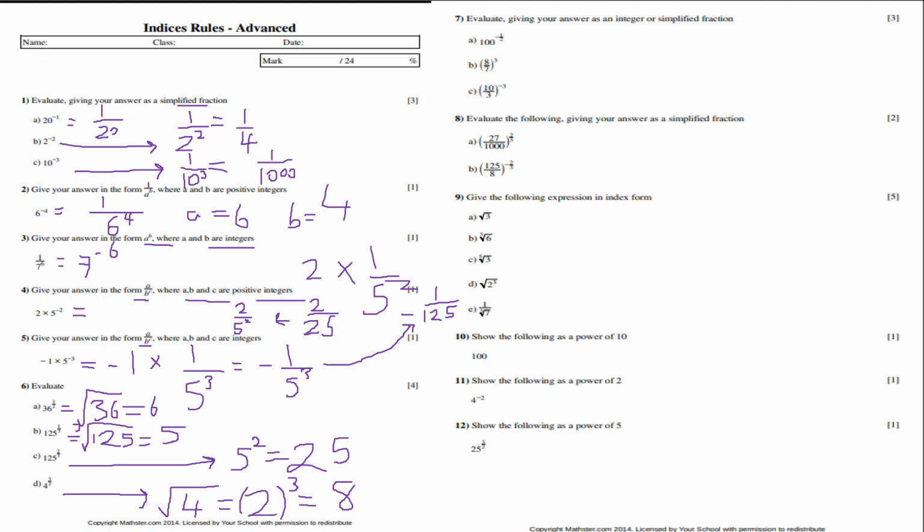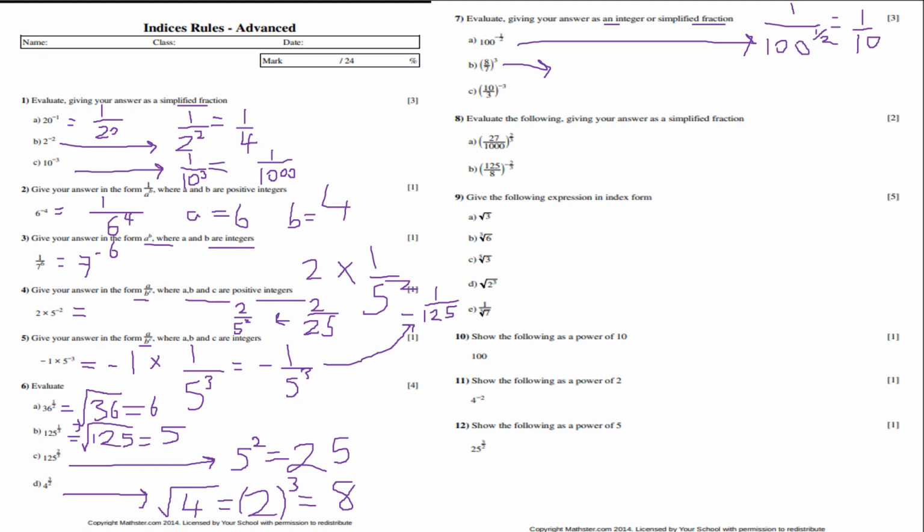This is question number 7. Evaluate, giving your answer as an integer or a simplified fraction, 100 to the power of minus a half. So that's equal to 1 over 100 to the power of a half. Power of a half just means a square root. So the square root of 100 is equal to 10. So the answer is just 1/10. Remember, power of a half means the square root, or the second root, we say.